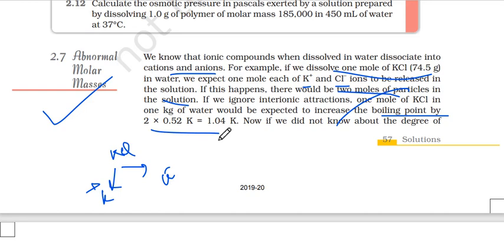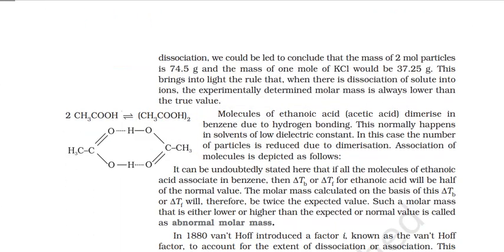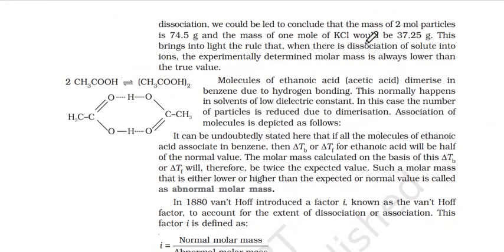Now, if we did not know about the degree of dissociation, we could be led to conclude that the mass of 2 mole particles is 74.5 and the mass of 1 mole would be 37.25. This brings into light the rule that when there's dissociation of solute into ions, the experimentally determined molar mass is always lower than the true value. ठीक है? वो हमेशा क्यों कम आ रहा था true value से? असल पे, because there was dissociation. There was an increase in the number of moles. तो आप जो निकाल रहे थे, आप 1 mole का निकाल रहे थे.